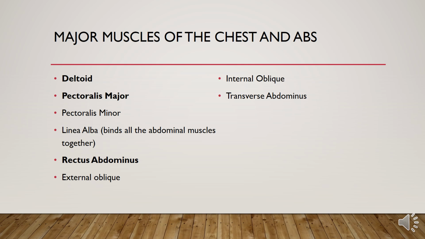The major muscles of the chest and abs, we're moving on to that. We're starting on page 178, 179. And we have your deltoid, pectoralis major, pectoralis minor, linea alba, rectus abdominis, external oblique, internal oblique, and transverse abdominis. All of these you're going to want to know where they're at. The bold ones, know where the origin and insertion are. Again, this is 178 and 179.